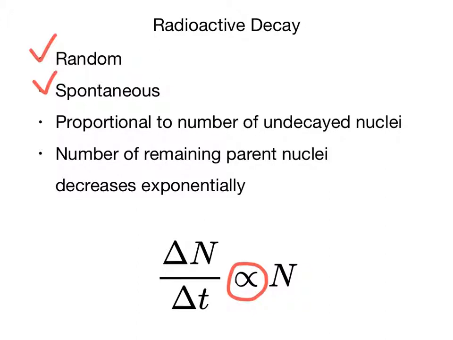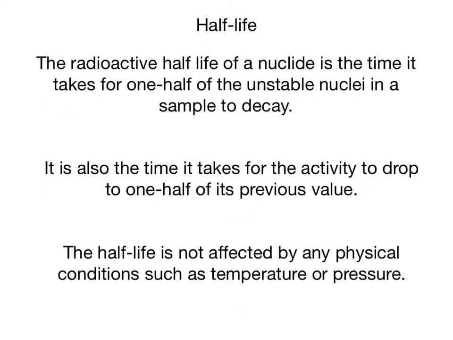If you look at the equation at the bottom of the slide here, what that's saying is that the rate of decay, delta N, is the number of nuclei which are decaying, changing to something else, giving off a particle. The change in that per unit time is proportional to how many atoms of the undecayed parent nuclei there are. For a given nuclide, we can measure something called the half-life.